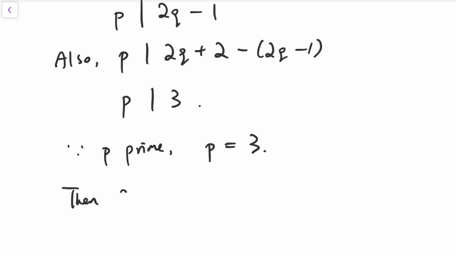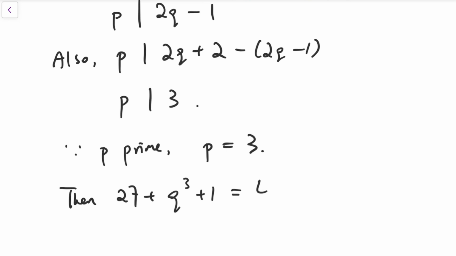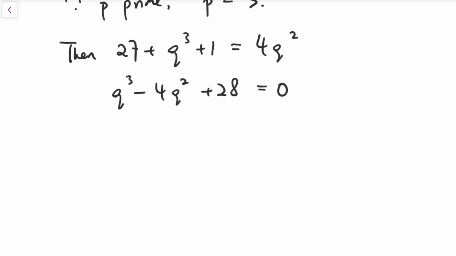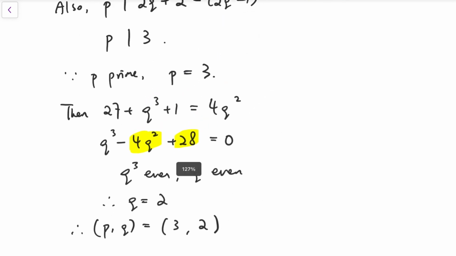Which is that then 27 plus q cubed plus 1 is equal to 4q squared. And so q cubed minus 4q squared plus 28 is equal to 0. I don't even have to solve this cubic because simply by looking at the parity of each term, these two terms are even, and the right is even. So that means q cubed is even, and that implies q is an even number. And since q is a prime, q must be 2. And indeed, q equals 2 is one of the solutions to this cubic equation. So from this subcase, the only pair of solutions it generates is p equals 3 and q equals 2. So that's the first subcase.